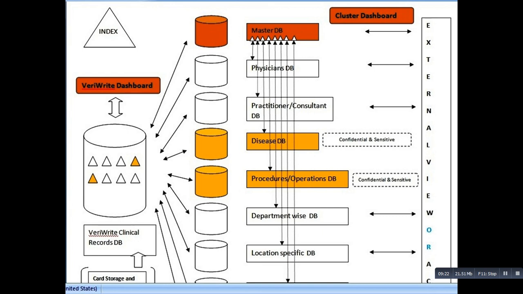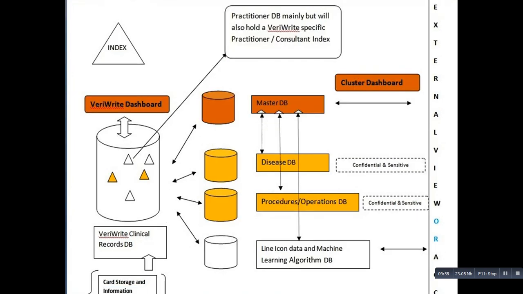Now similarly, the next illustration talks about the practitioner-patient scenario. Again, this is not the complete scope as in the provider scenario; it talks about a smaller scope. So we have databases like the master DB, disease DB, and the procedures operations DB, along with what is new, the line icon machine learning algorithm database. Again, we have a VeriWrite dashboard and a cluster dashboard. The cluster dashboard talks about cluster databases, which actually means indexing into the databases which have been pooled. So this is very similar to how we described the earlier scenario.